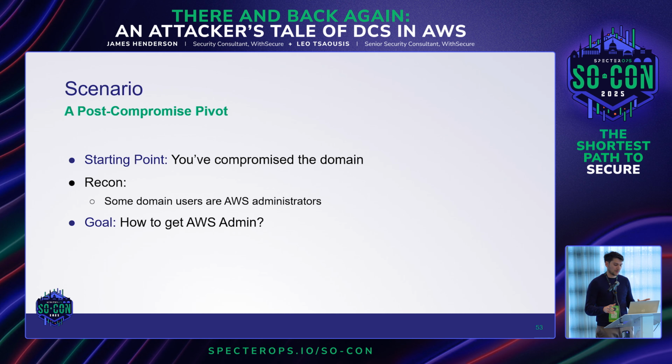This time we'll assume that you already have that domain admin foothold. You've compromised the on-prem identity and you want to pivot to the cloud, right? You want to compromise AWS as well. How do you do that?